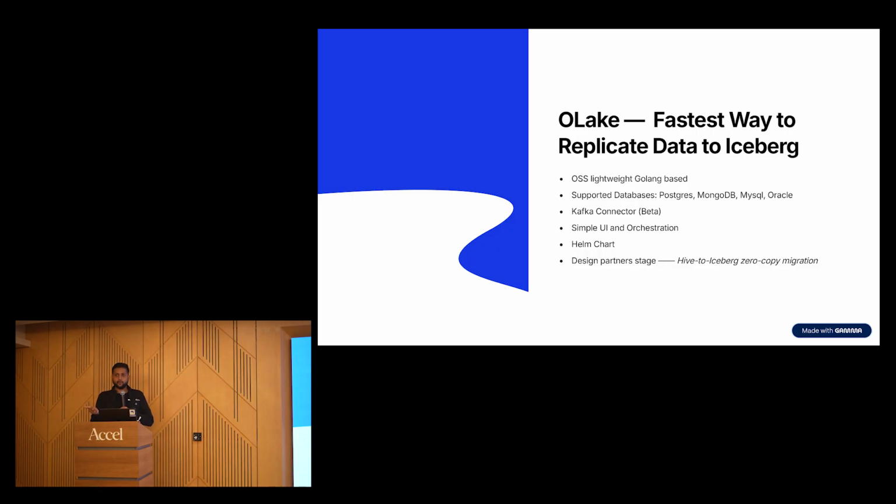You have multiple deployment options. You can deploy it on a simple EC2 using Docker Compose. You can also deploy it using Helm if you want some level of production SLAs. And eventually, we are also thinking of a Hive to Iceberg zero copy migration, but as of now we have not started on it. We are still looking for some design partners for this. If you're looking for a Hive kind of solution, happy to talk to you.